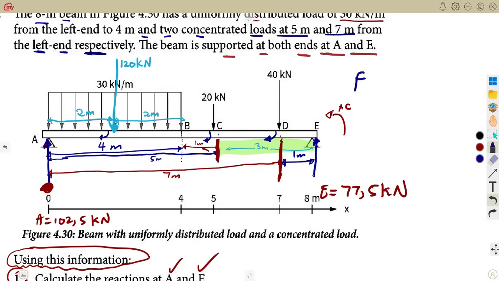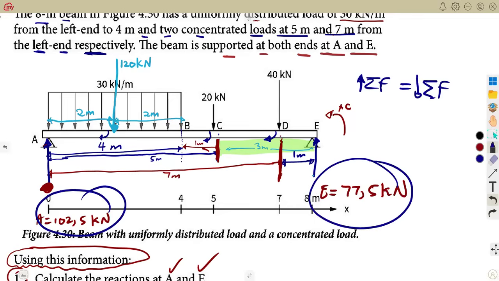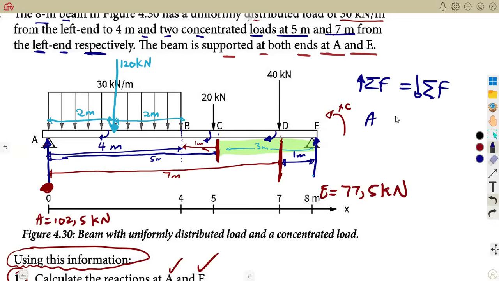Remember that when dealing with the forces, the sum of the upward forces must be equal to the sum of what? The downward forces. Meaning to say, if we add A and E together, we must have the sum of these three forces, the 120, the 20, and the 40. So I want you to add that and see you're going to have truly those two being equal. So that is the case of your reactions, guys.